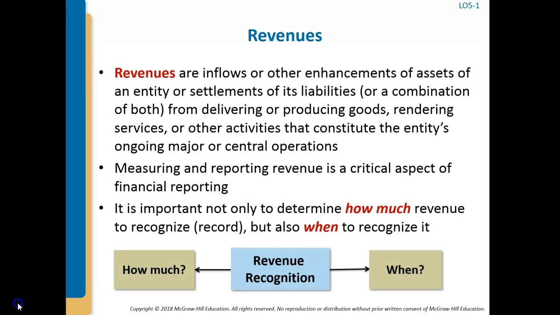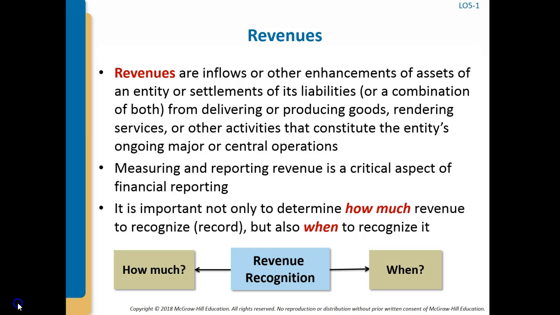According to the FASB's conceptual framework, revenues are inflows or other enhancements of assets of an entity, or settlements of liabilities, or could be a combination of both, from delivering or producing goods, rendering services, or other activities that constitute the entity's ongoing major or central operations.